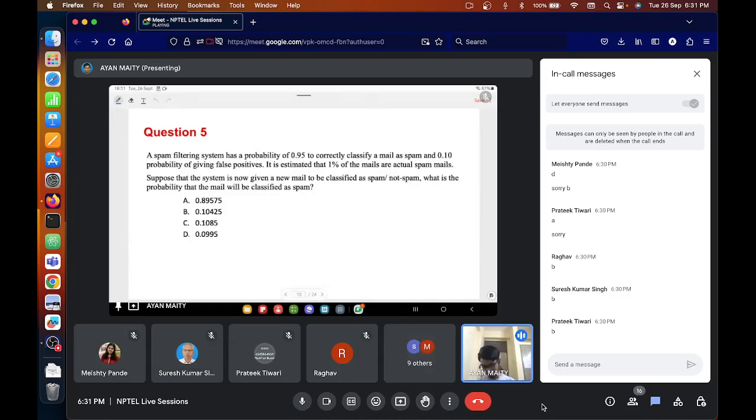Question 5. A spam filtering system has a probability of 0.95 to correctly classify a mail as spam and 0.10 probability of giving false positives. It is estimated that 1% of the mails are actual spam mails. Suppose that the system is now given a new mail to be classified as a spam or not spam. What is the probability that the mail will be classified as spam?